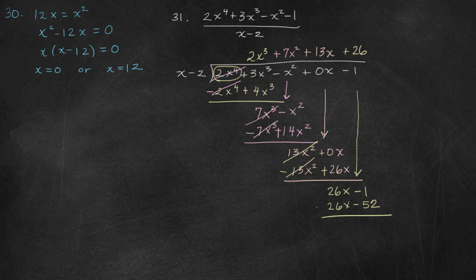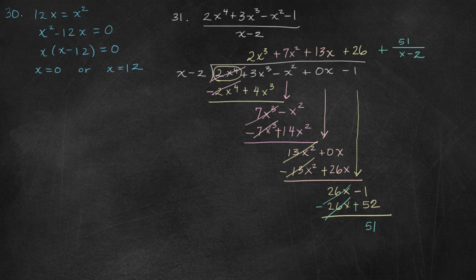I'm going to add the opposite. So 26x minus 26x is 0. Negative 1 and 52 is a positive 51. Now this constant term has degree 0, and my divisor has degree 1. So at this point, this is not my remainder. My remainder term is going to look like 51 over the divisor, x minus 2.